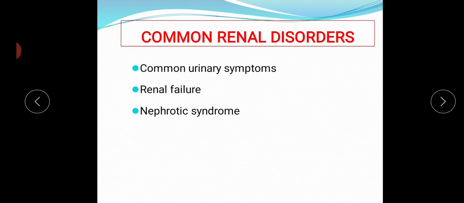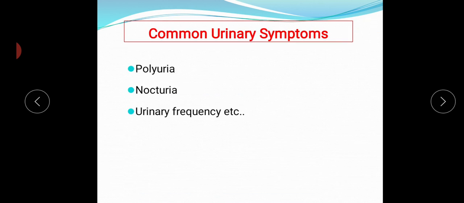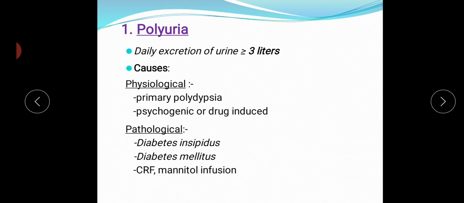So now coming to the various disorders related to the kidneys, the applied part of the kidney. Here we will first discuss certain common symptoms related to the kidneys. We have to discuss this applied part under three headings. One is the common urinary symptoms, second is renal failure, which is the most important portion, and third is nephrotic syndrome. So first, certain common urinary symptoms that are complained of by the patient. We will discuss them briefly one by one.